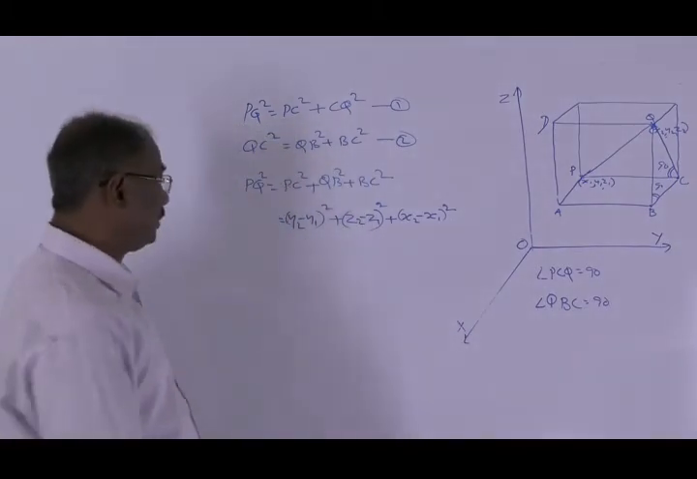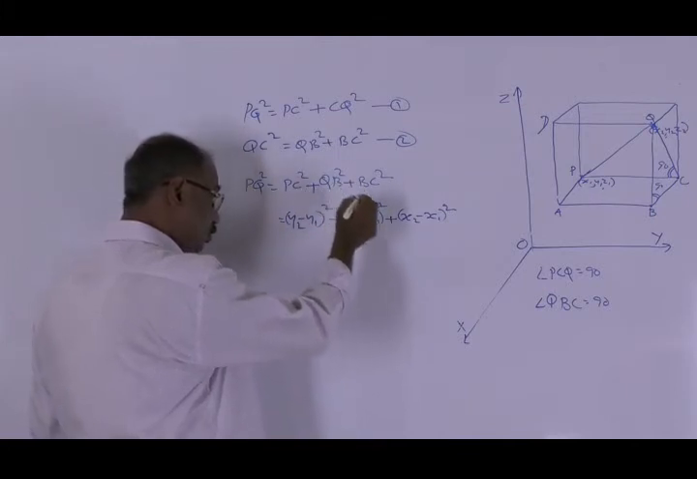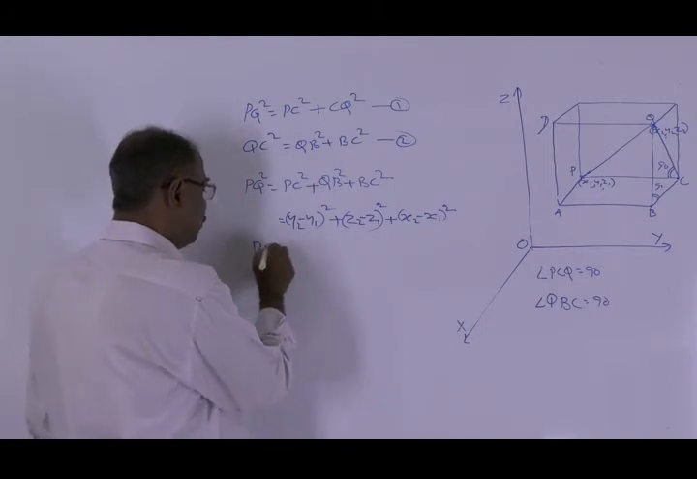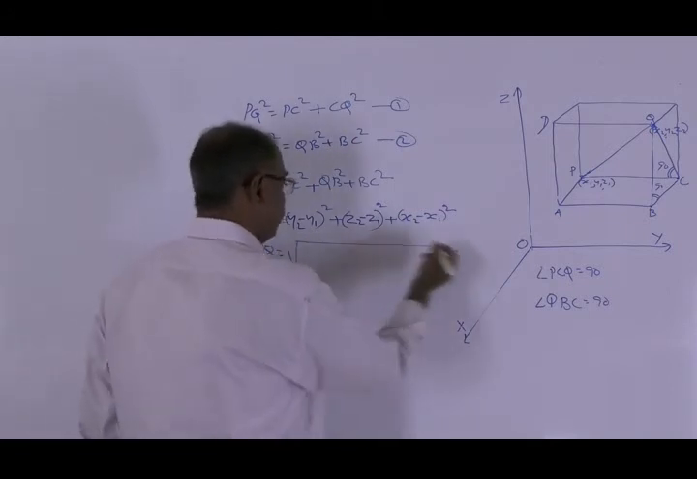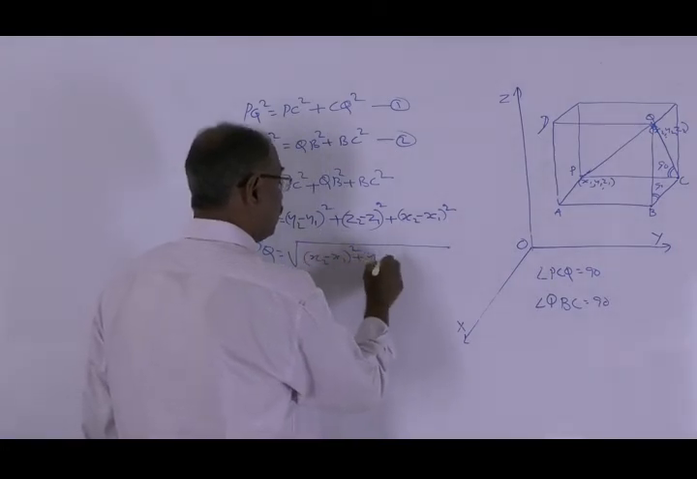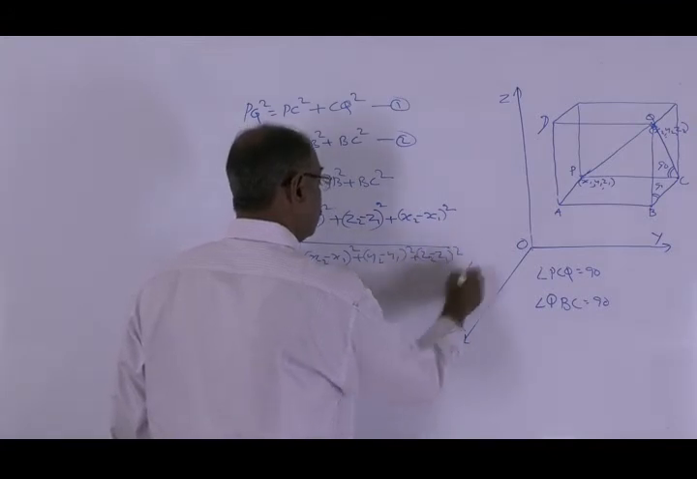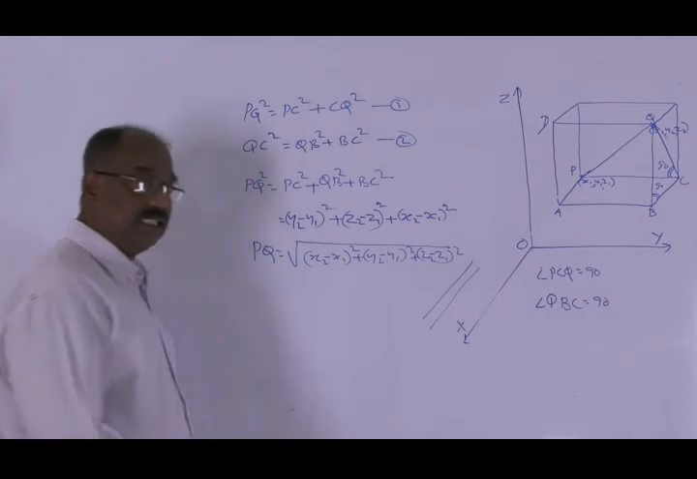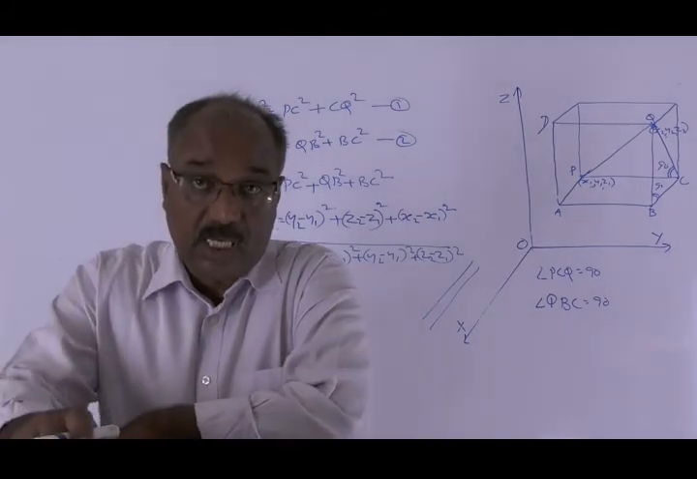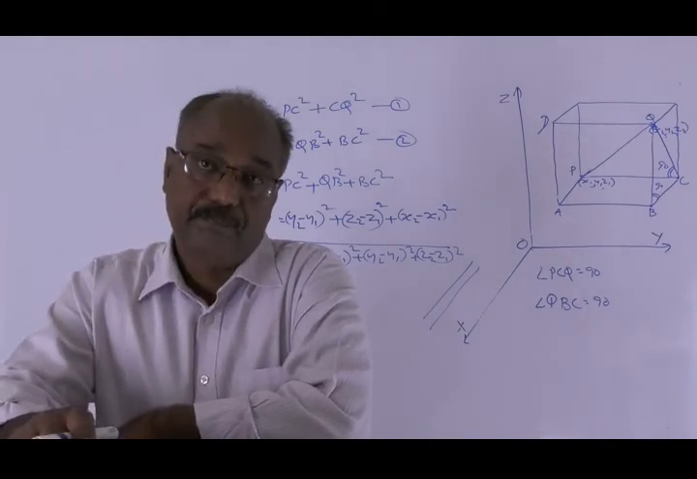That is, PQ squared is equal to y2 minus y1 whole square plus z2 minus z1 whole square plus x2 minus x1 whole square, or PQ is equal to root of x2 minus x1 whole square plus y2 minus y1 whole square plus z2 minus z1 whole square. So this is the distance between the 2 points P(x1, y1, z1) and Q(x2, y2, z2) in the three-dimensional space.